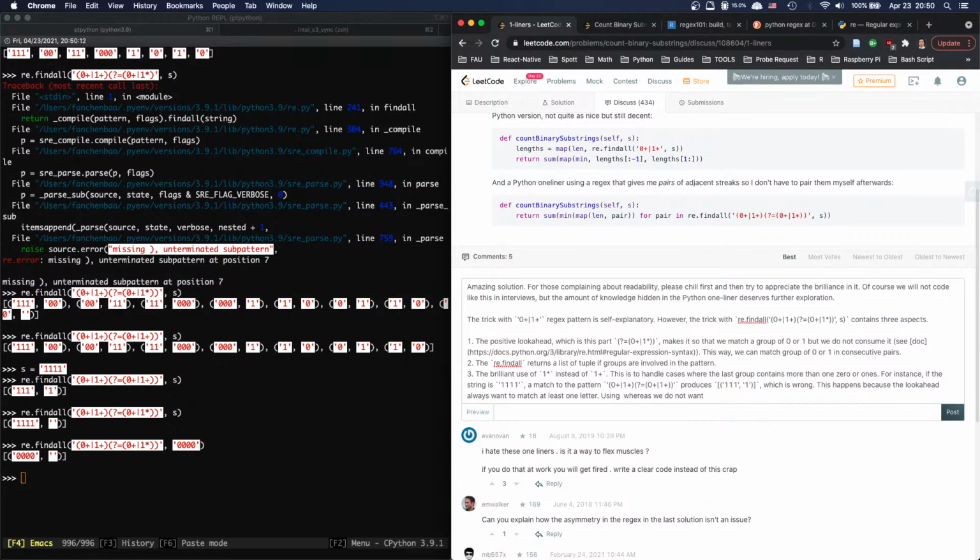Using this pattern, we will get one, one, one, one, and an empty string, which is what we want.